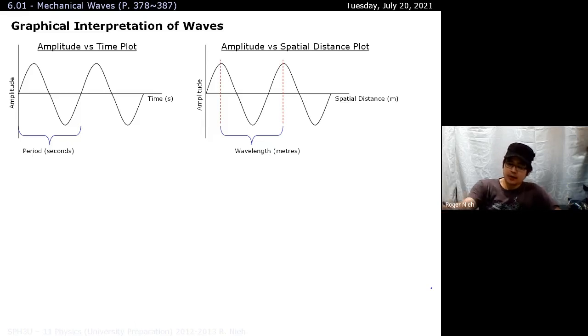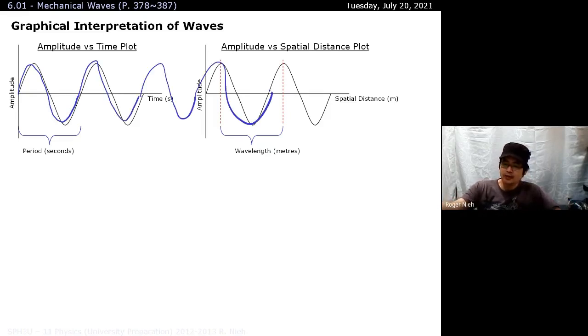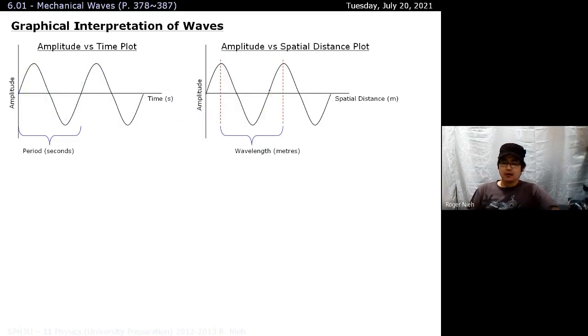For example, with regards to a periodic wave, so a wave where the pattern repeats itself over and over and over again, the time between successive repetitions, that's known as the period. Now, you could measure the period like how I've shown you graphically over here, but most of the time, we'd rather measure it from crest to crest.